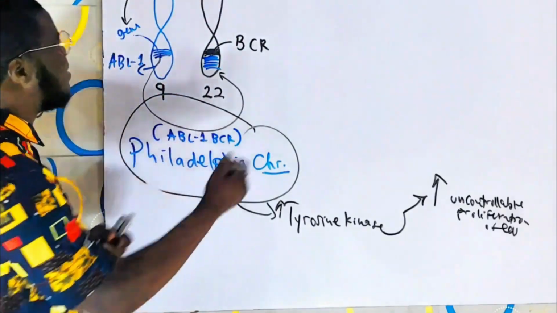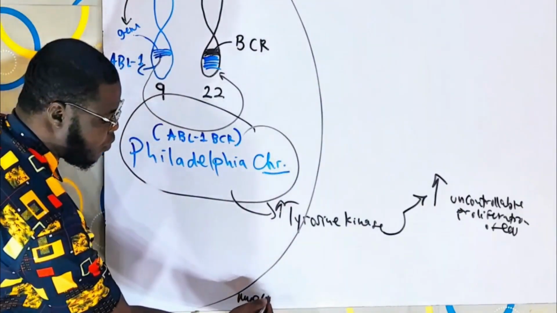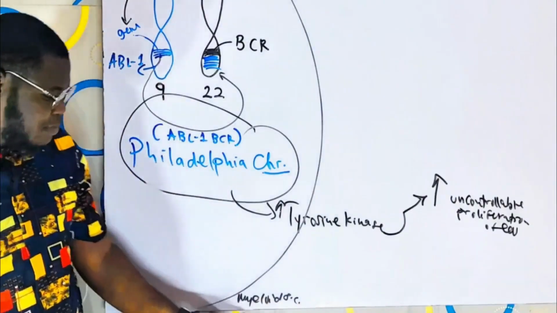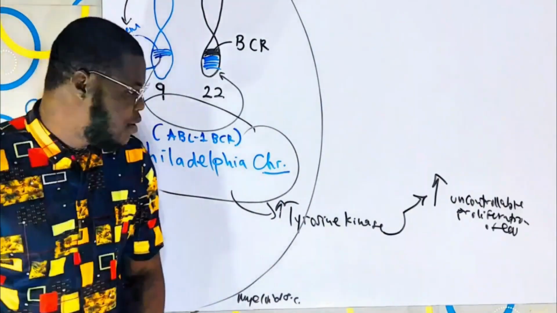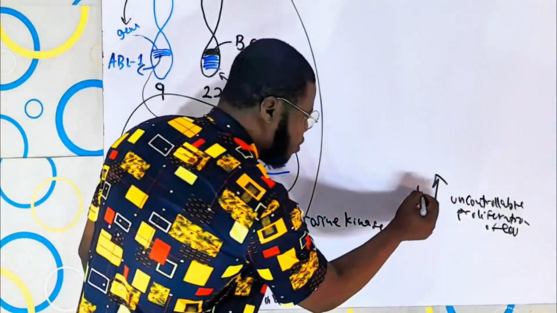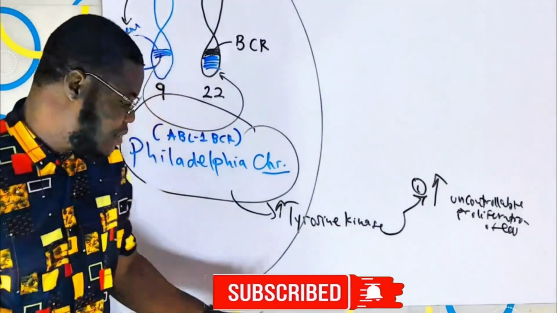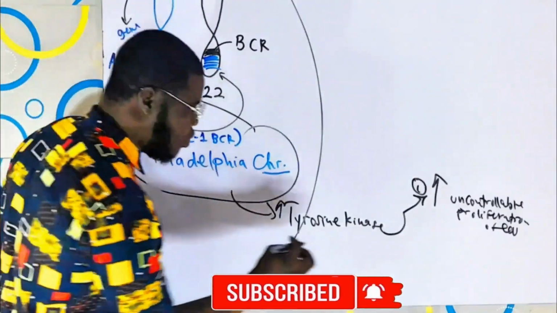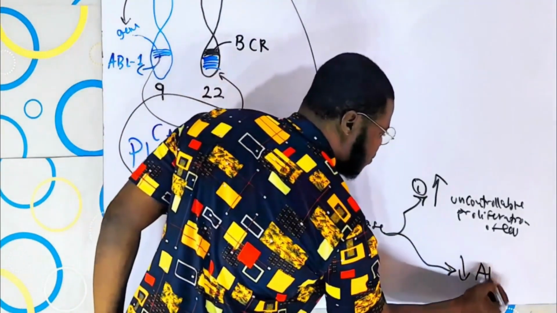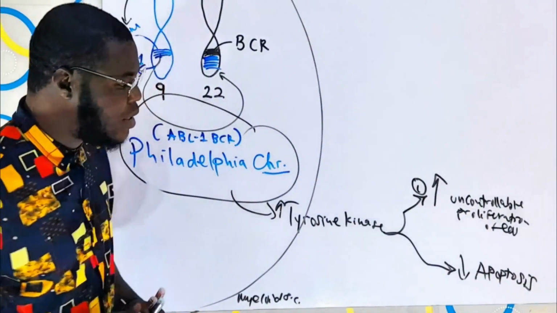Now, if this thing is occurring in the myeloid stem cell, for example, let's say we are inside the nucleus of the myeloid stem cell. This myeloid stem cell is meant to be killed. However, this tyrosine kinase, the first thing it does is what I've already told you, it causes an increase in the proliferation of that certain cell itself. But the second thing is that it shuts down, it reduces apoptosis.